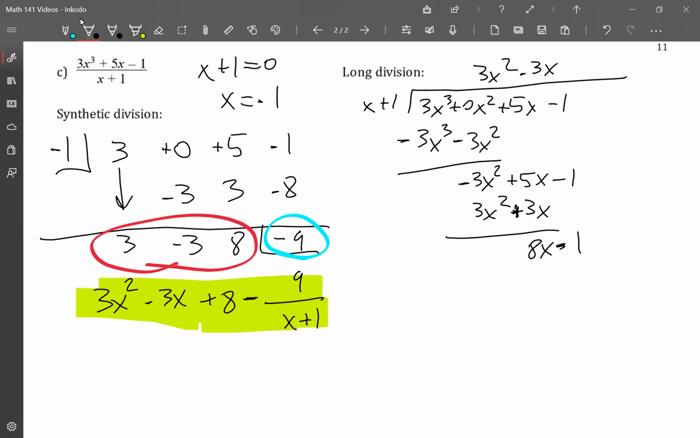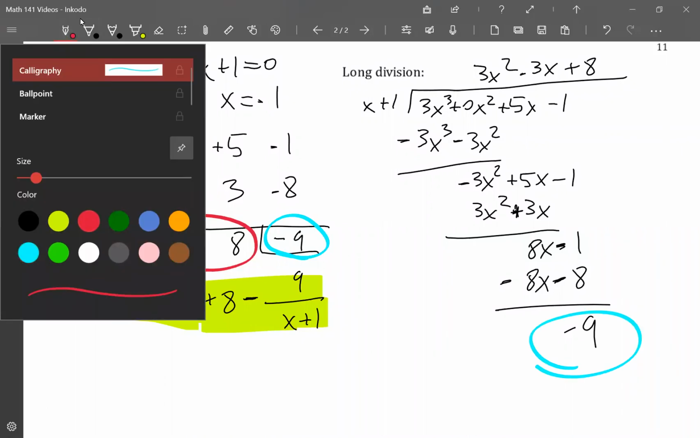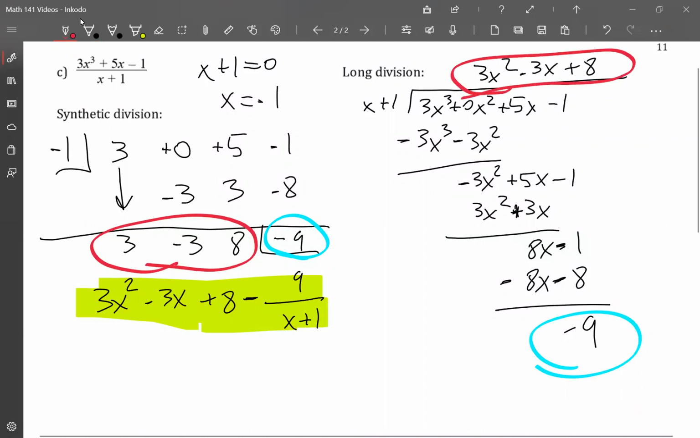Multiply x by 8 to get 8x. So you're going to get 8x. 8 times 1 is positive 8. And we're going to distribute the negative in. Negative 8x. Negative 8. The 8x's cancel out, and you're left with negative 9. And just as before, on the last part, we have negative 9 as our remainder. And 3x squared minus 3x plus 8 as our quotient. So we're getting the exact same answer.